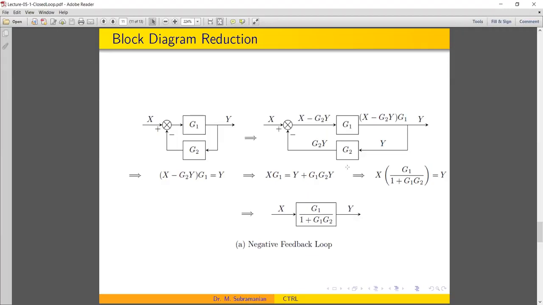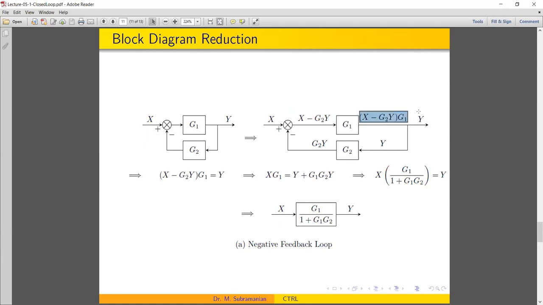So for this, I have also represented this. At this point this is the y, and here we have G2 into y. At this point plus and minus are there, no? This is x in plus and G2y in the minus. So this is the information entering here, and it is getting multiplied by G1.